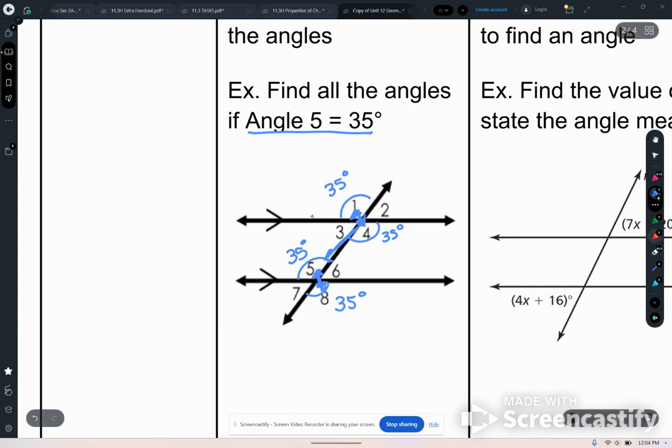We can do the same thing going the other way because we've got a straight line. So again, this is 180. And so if we do 180 minus our 35, then we get that this is 145. And we know that if angle 2 is 145, we know that angle 3 is 145 because they're vertical.